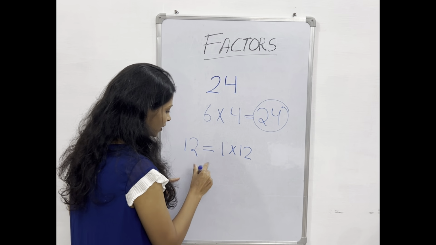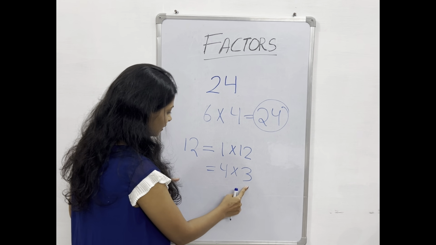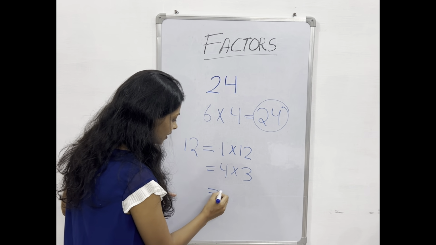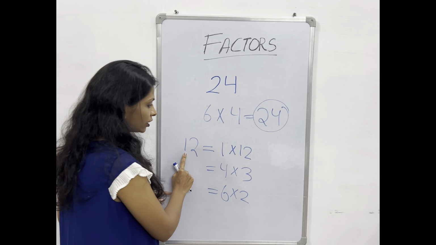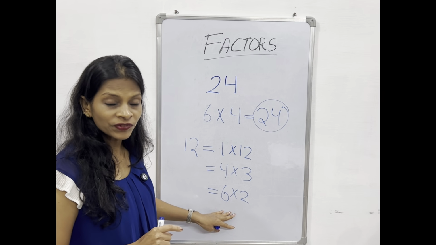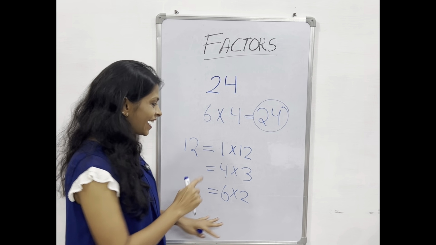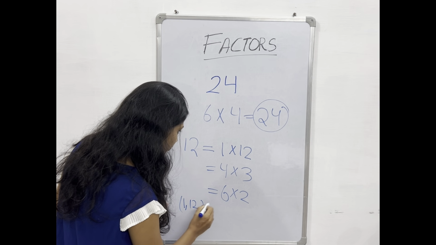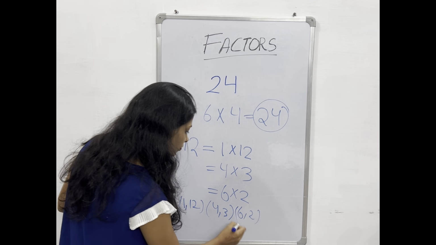Now, other factors of 12: if I multiply 4 and 3, then 4 and 3 are factors of 12 because 4 multiplied by 3 gives 12. Again, 6 times 2 is 12. So 6 and 2 are the factors of 12. Since we are finding the factors in pairs here, these are also called factor pairs. The factor pairs of 12 can be written as 1 and 12, 4 and 3, and 6 and 2.